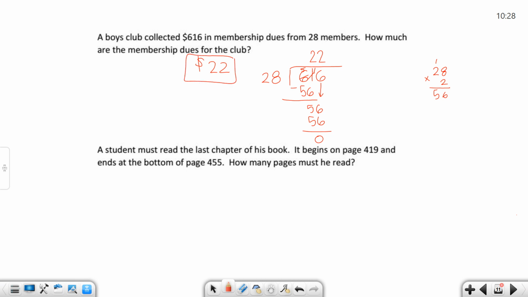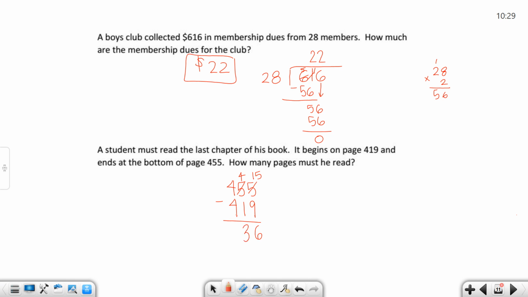Okay, the next one's really tricky. A student must read the last chapter of his book. If he begins on page 419 and ends at page 455, how many pages must he read? Okay, so we say, oh, well, that's easy, you're just going to subtract. Okay, and that is how you start. Okay, I can't subtract 9 from 5, so I have to borrow. So I'm going to borrow 10 from over here. 15 minus 9 would give me 6, and 4 minus 1 would give me 3.